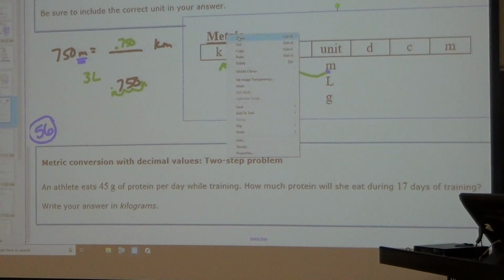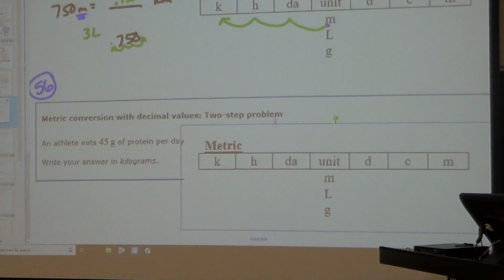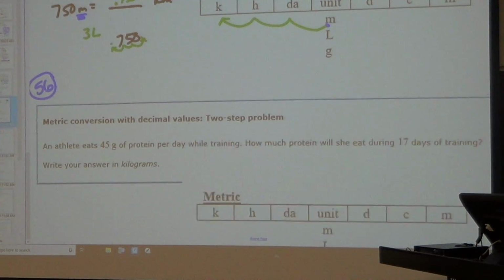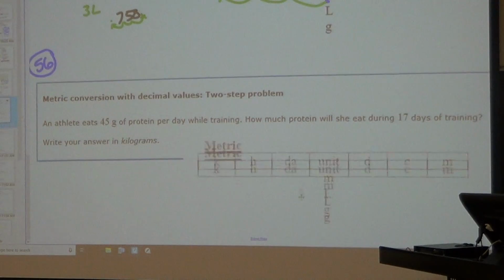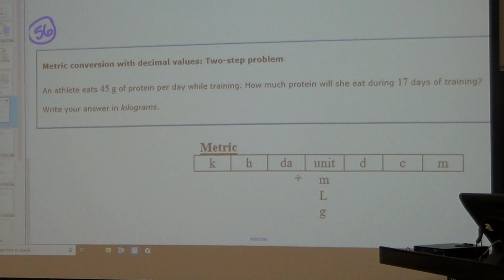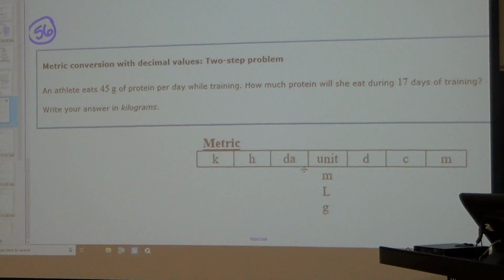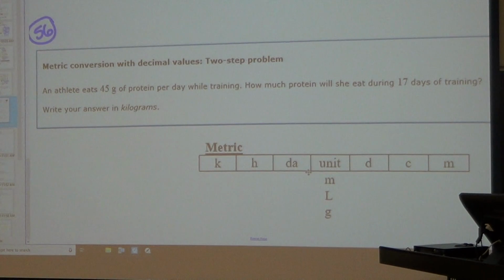All right, now, this one's going to get just a little bit harder. You just got to make sure you read the problem. It says an athlete eats 45 grams of protein per day. How much protein will she eat in 17 days? Write your answer in kilograms. So in one day she eats 45 grams. I want to know how much she eats in 17 days, but I want my answer in kilograms. How would y'all do that?